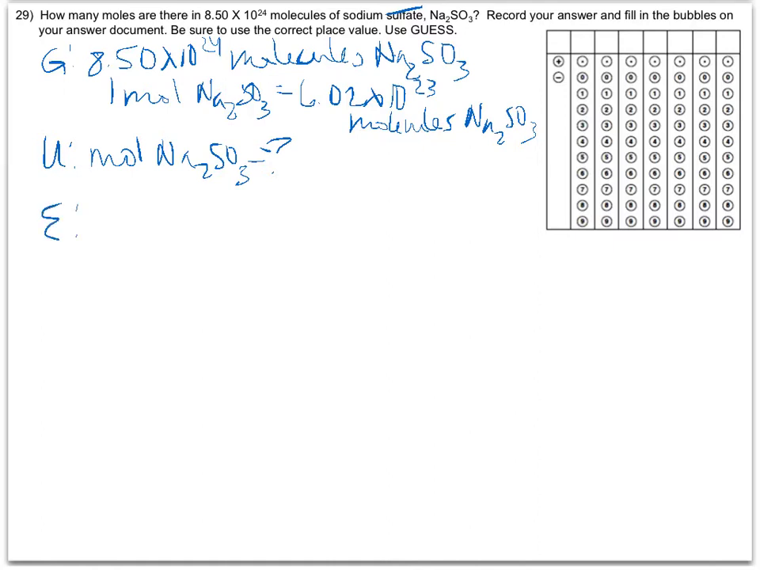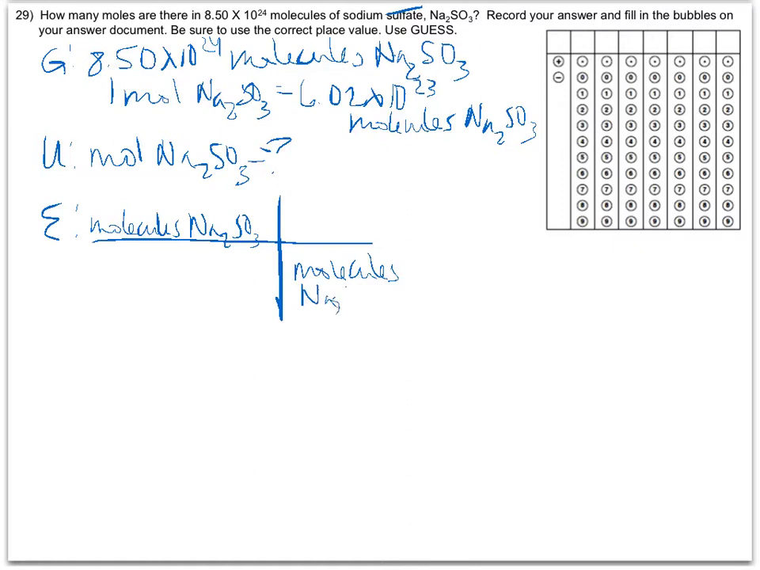That's what we're doing. This is, again, just a one step. So they are given molecules to begin with, which means molecules has to be in the top left. Okay, which means that molecules has to go on the bottom here, so that our units cancel, which means that it's going to be moles of Na2SO3 on top. And again, that's just because that's from our equivalent statement. Molecules and moles are opposite of each other.